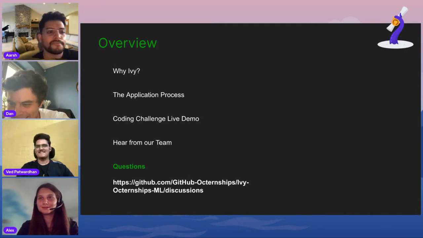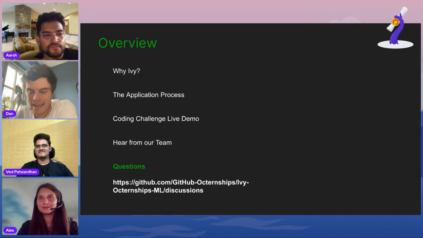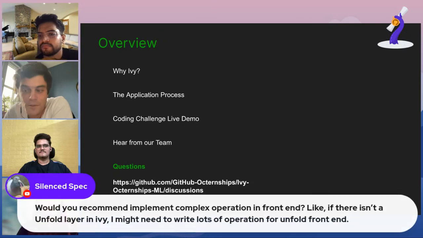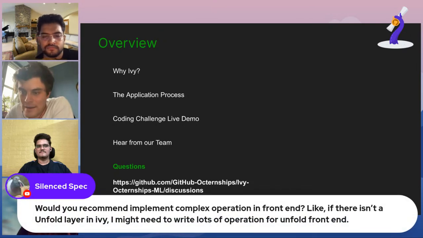There was someone asking, and I answered this via the account on the chat, but Silenced Spec asked, would you recommend implementing a complex operation in the front end? Like if there isn't an unfold layer in Ivy, they thought they might need to write lots of operations for it.